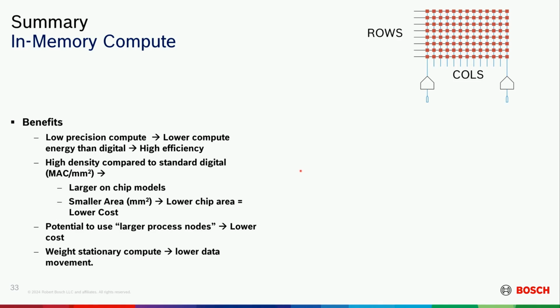And then the one thing that we're also interested in as a company is a potential, if we can do very highly efficient MACs, we may want to use a larger process node, right? We don't want to use the 5 nanometer, 3 nanometer processes to do this acceleration, because frankly it costs too much, right? So maybe there's an advantage there. And then, of course, weight stationary compute, lower data movement, that's always a positive.